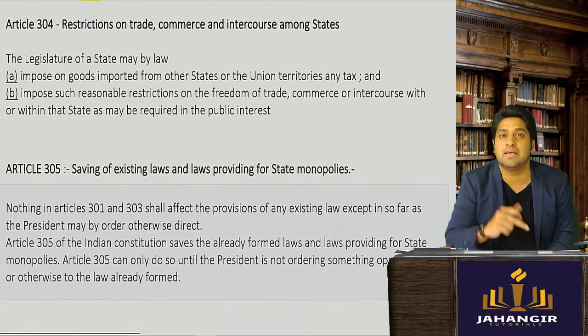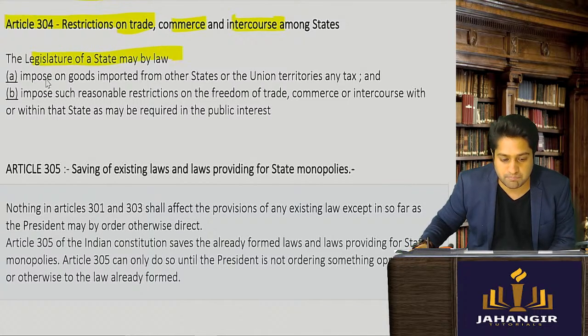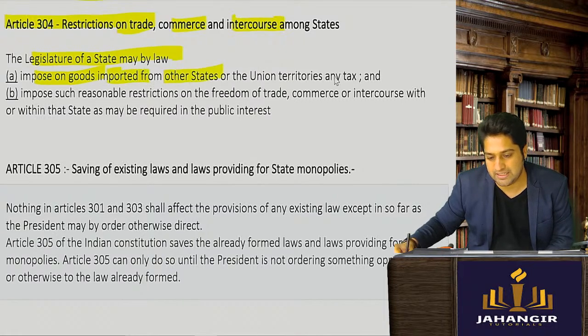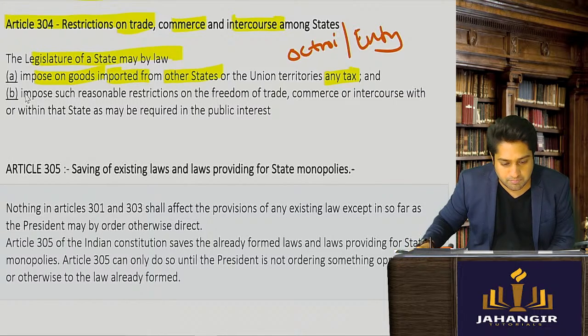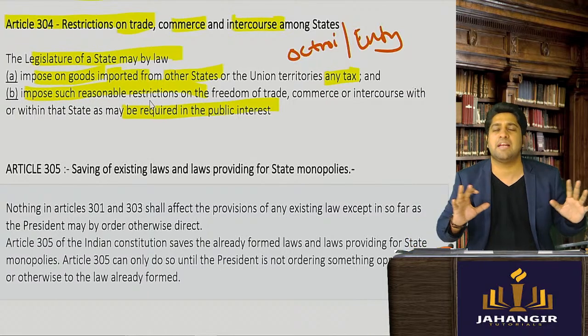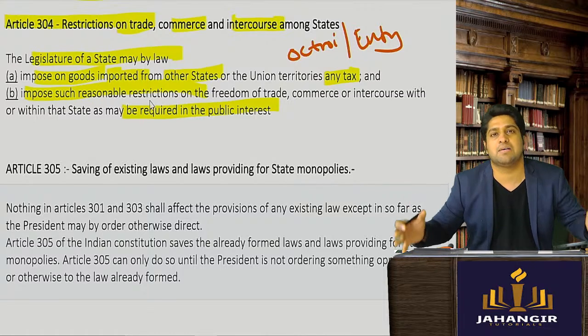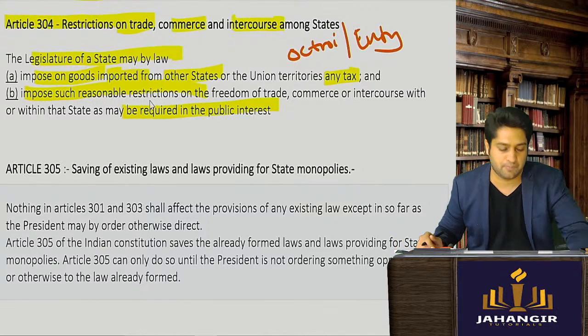Then comes Article 304: restrictions on trade, commerce and intercourse. The legislature of a state may impose on goods imported from other states any tax such as octroi or entry tax that they can levy, and impose such reasonable restrictions as may be required in public interest. So here is a very simple provision: in order to make the country united, we are ultimately made up of states. All states should be treated equally and business should be done freely.